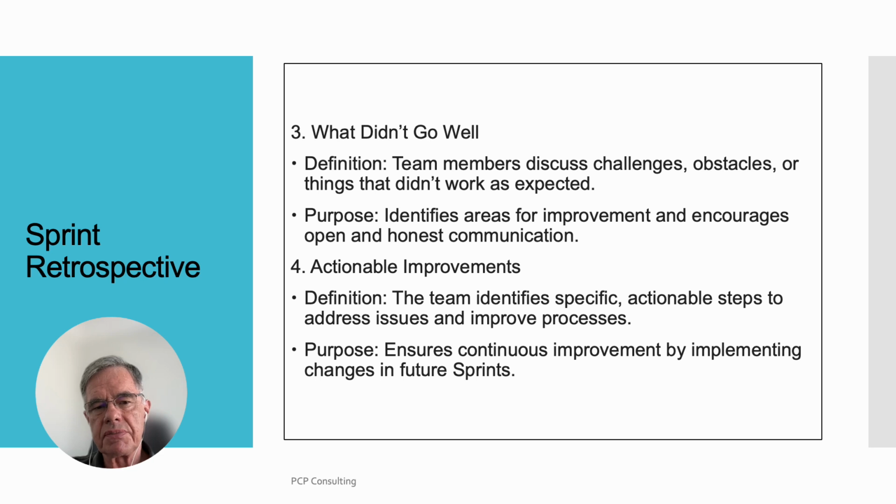What didn't go well. Definition. Team members discuss challenges, obstacles, or things that didn't work as expected. Purpose. Identify areas for improvement and encourages open and honest communication.